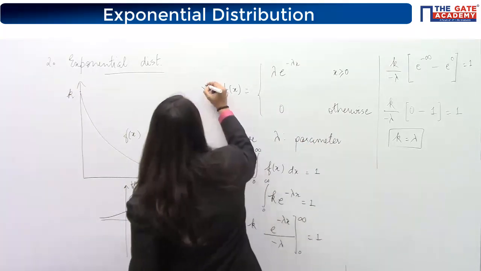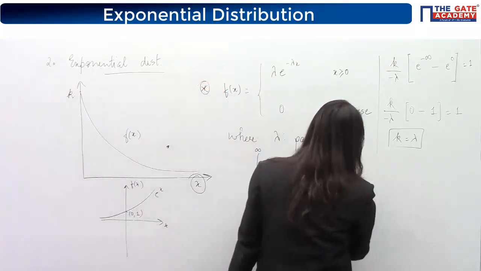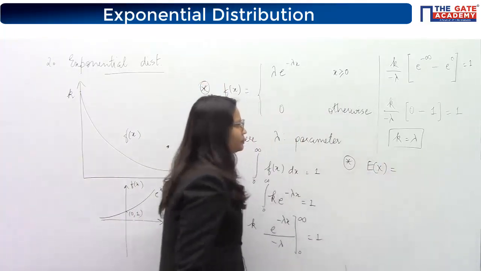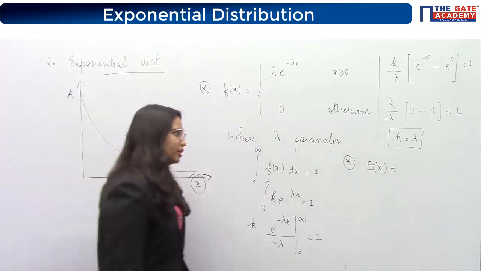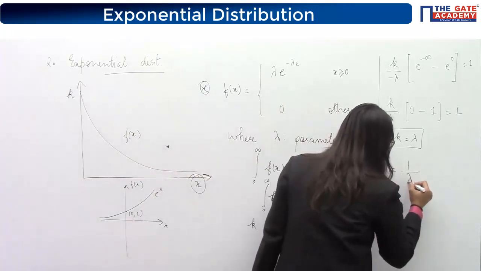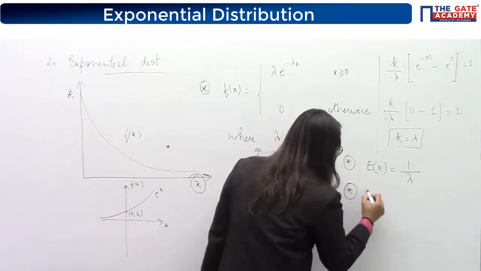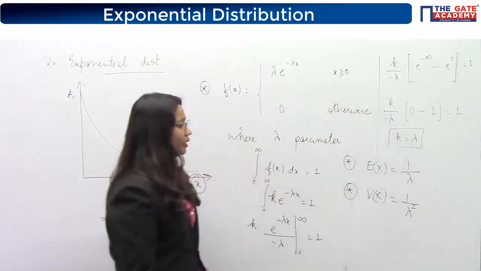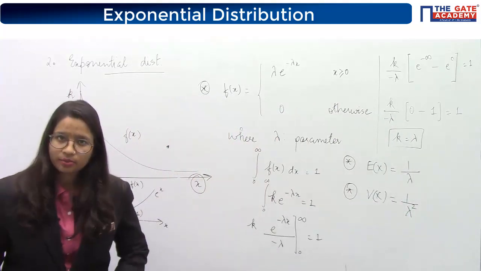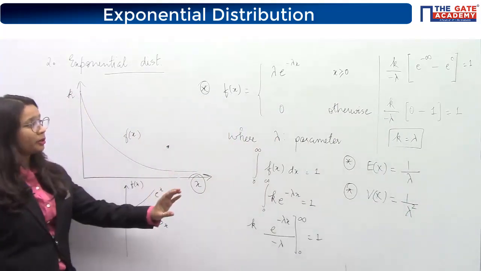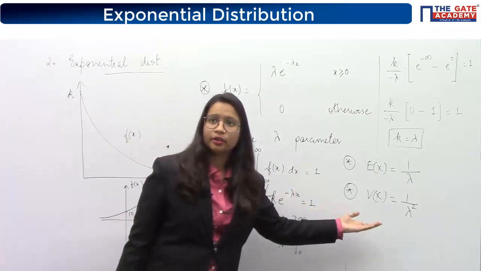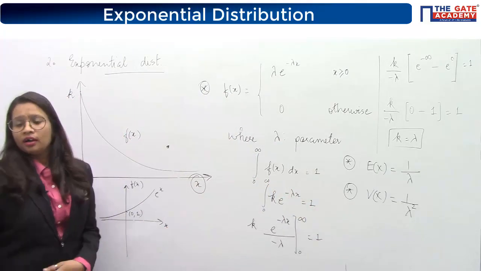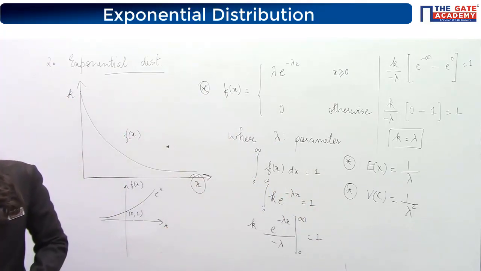So the first thing to remember is your function. Then the second thing to remember is E of x, that is the expectation of x. In this case, if you solve this, you will find it will be 1 by lambda, and the variance, if you find it using the same logic by integration, will be 1 by lambda square. So lambda is a very important parameter. It will help you to find out the mean, the variance, and again the function itself also. Done?